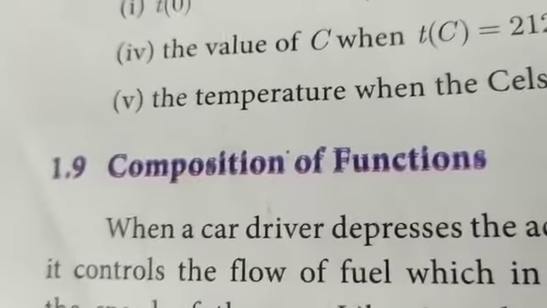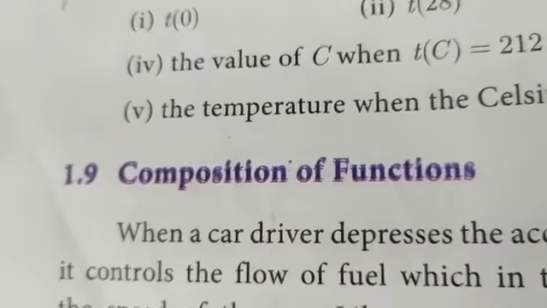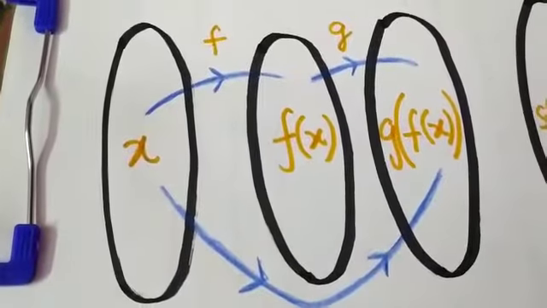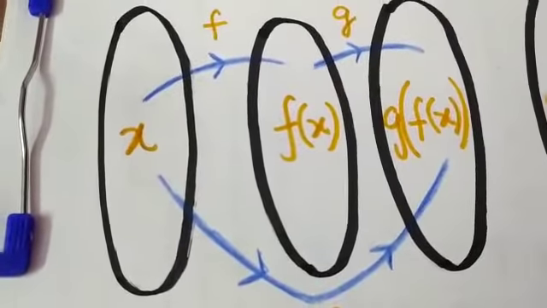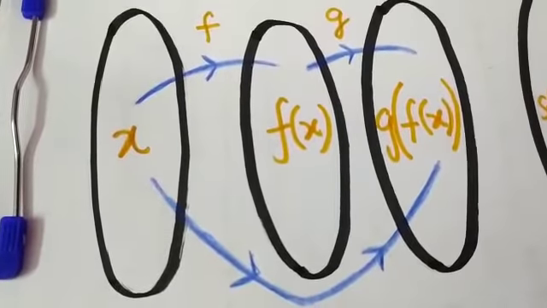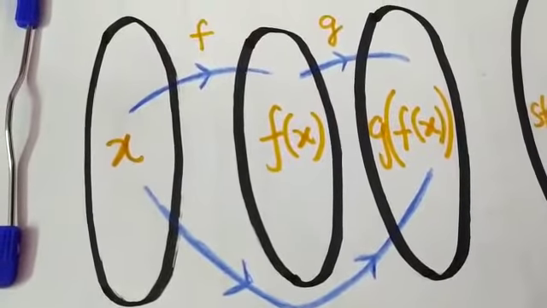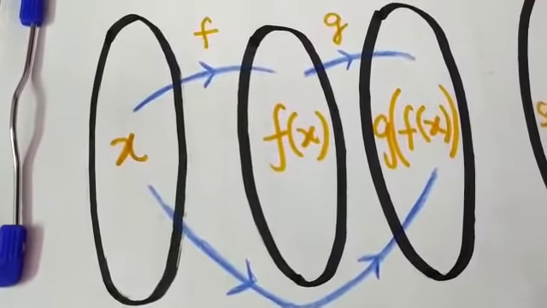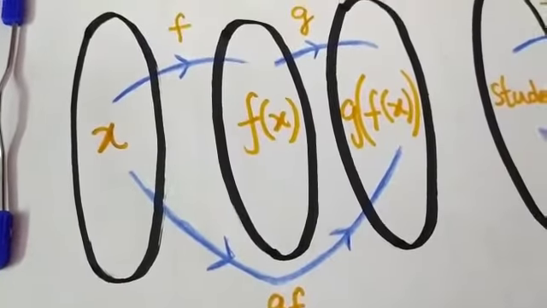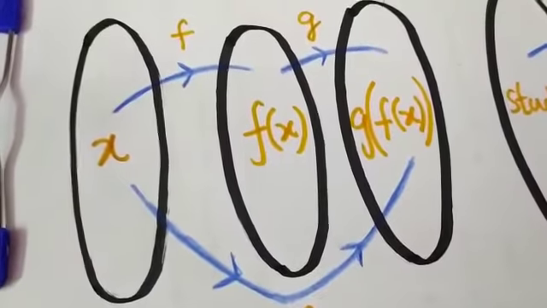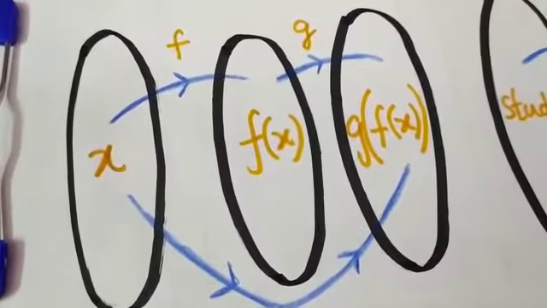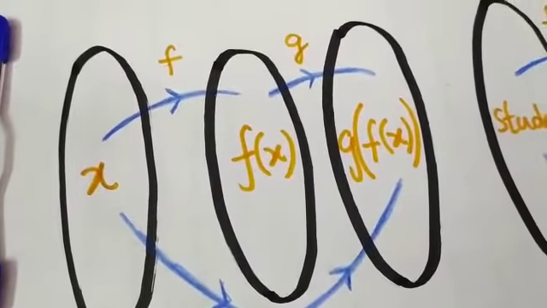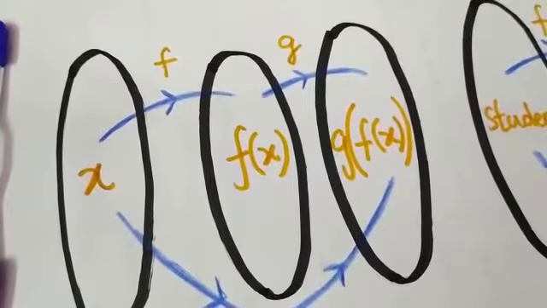Our next topic is about composition of functions. When a car driver depresses the accelerator pedal, it controls the flow of fuel, which in turn influences the speed of the car. Likewise, the composition of two functions is a kind of chain reaction where functions act upon one after the other. We can explain this further with the concept that a function is a process.